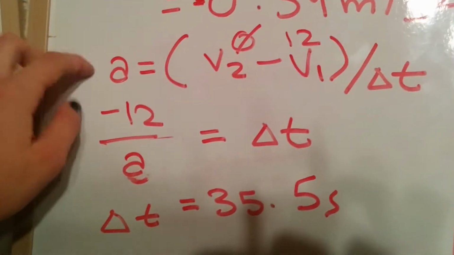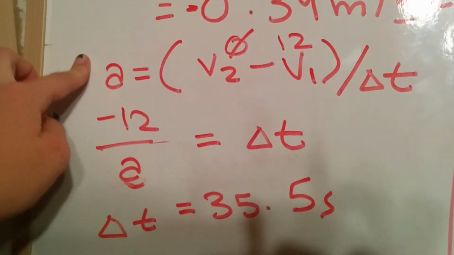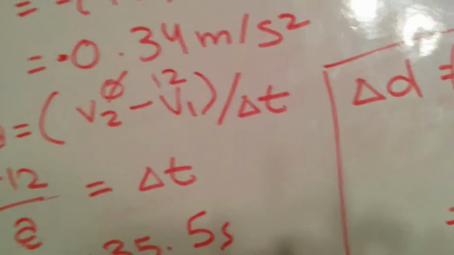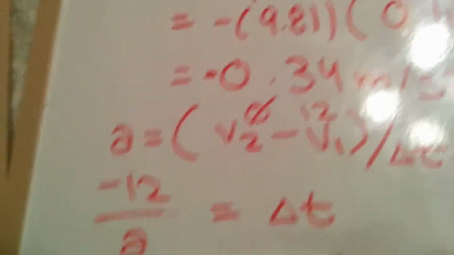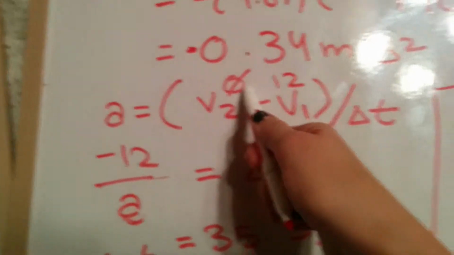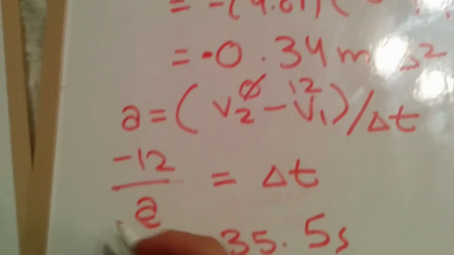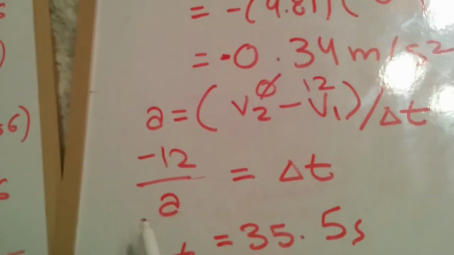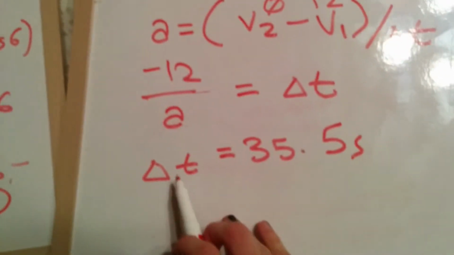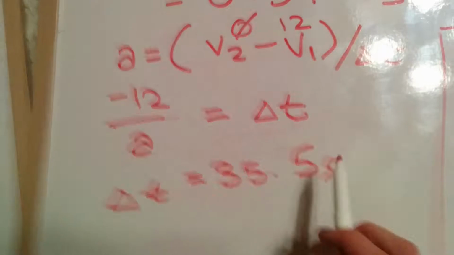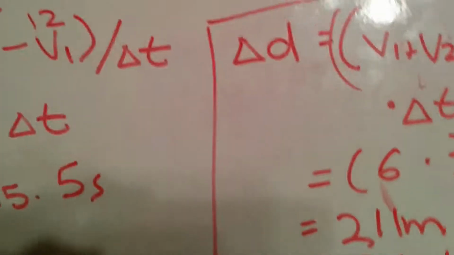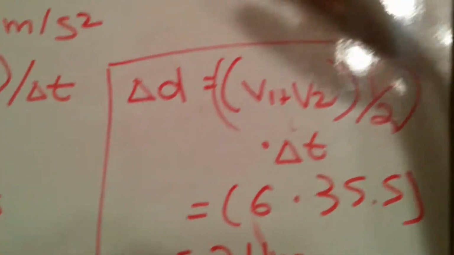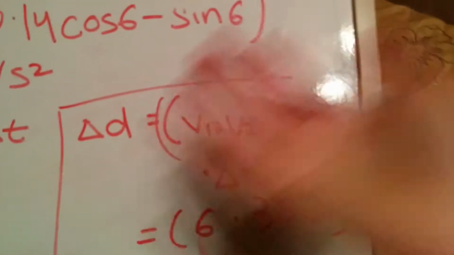So to find the time, we take the generic equation for acceleration, which is delta v over delta t. And we know that the final velocity is equal to 0, and the initial velocity is 12. So what we are left with is negative 12, which we then divide by acceleration to find time. And what we get is 35.5 seconds, which might vary by a decimal or two. So now we have what is necessary to find our delta D.